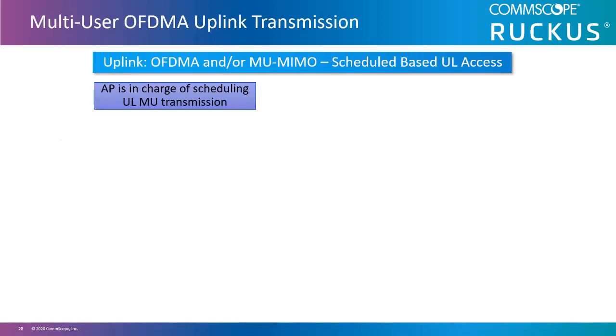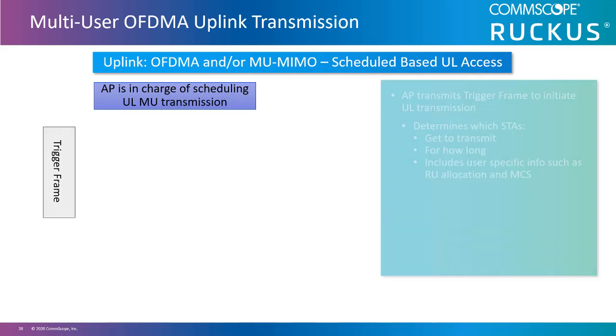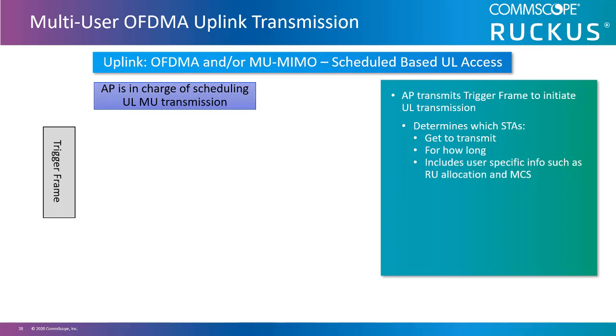In OFDMA, the uplink transmission is very different in that it is scheduled-based transmission, and the AP is in full control of the scheduling. This is done to maximize uplink transmission efficiency. First, the AP transmits the control frame, called a trigger frame, to all users, which contains scheduling information, including the resource unit allocation to be used by each station.